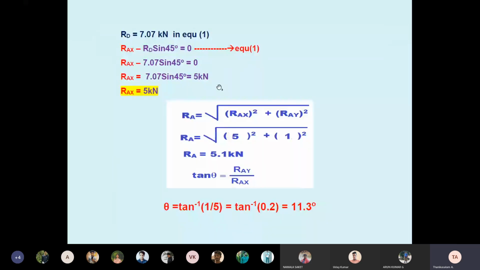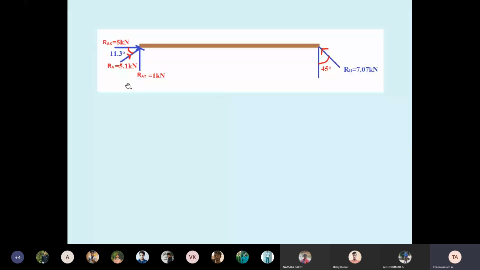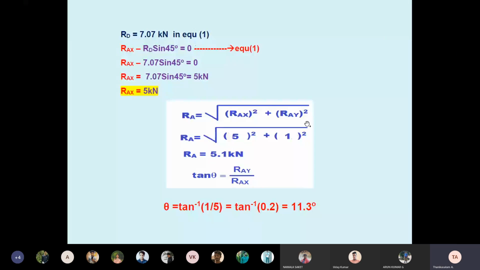Students, the reaction on the hinge has 2 reactions. So I want the net reaction. See here, RAX, RAY. So I want RA, the net reaction. That is the resultant reaction. RA means resultant reaction at A. We know the resultant formula, no? I am replacing RAX, RAY. Summation H square plus summation V square, RAX square plus RAY square. So RAX we know is 5, RAY is 1, 1 square. So 5.1 kilonewton. That is the resultant reaction. The angle we want to know: tan theta equal to RAY divided by RAX, 1 divided by 5.